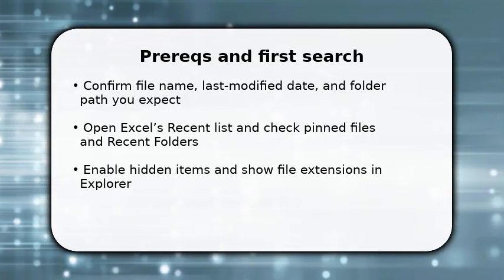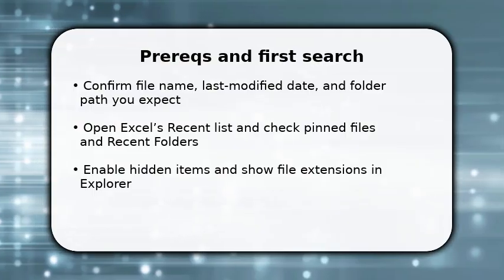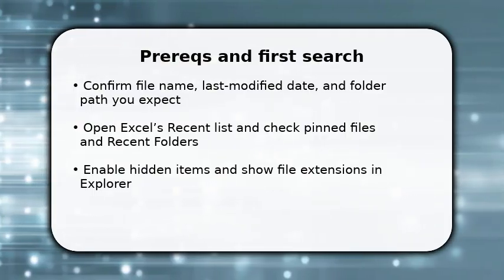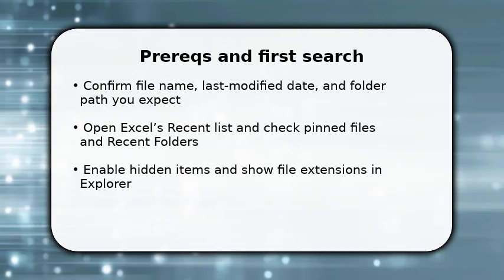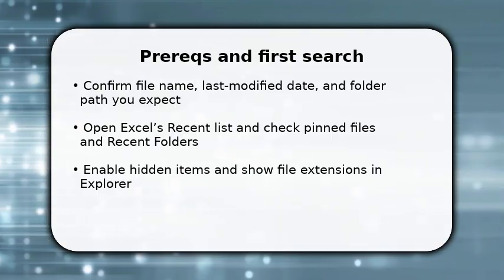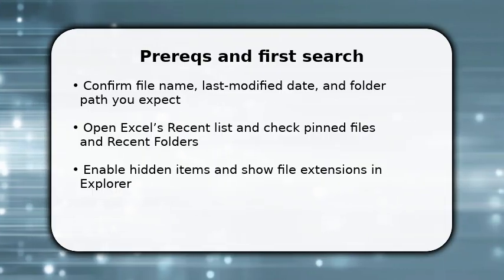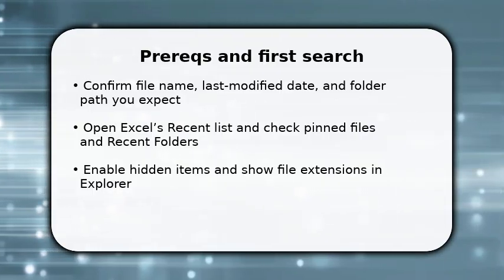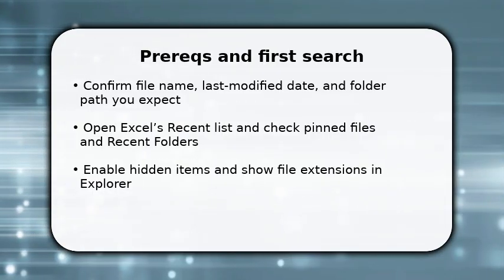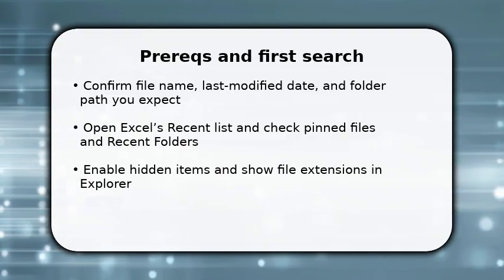You already have what you need: the expected file name, approximate date, and the main parent folder. Start by opening Excel and scanning the recent list. Make sure to expand recent folders. Once done, click File, open Browse to the parent folder in Explorer. Enable View Hidden Items and File Name extensions so you see hidden worksheets saved as separate files.